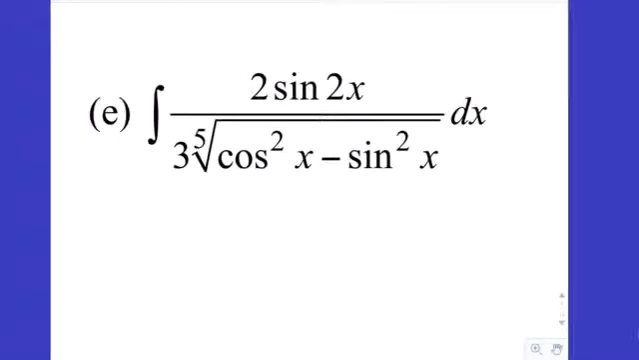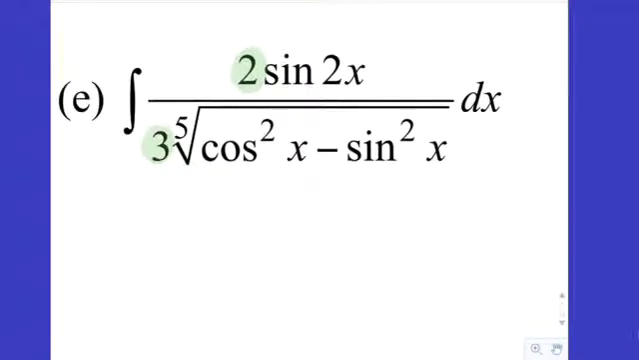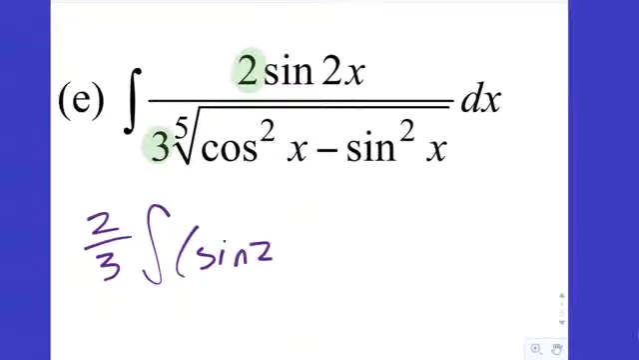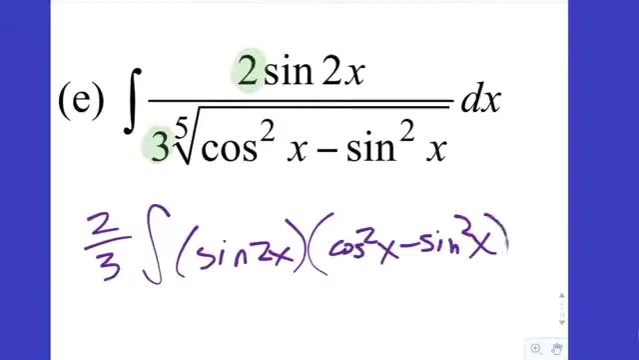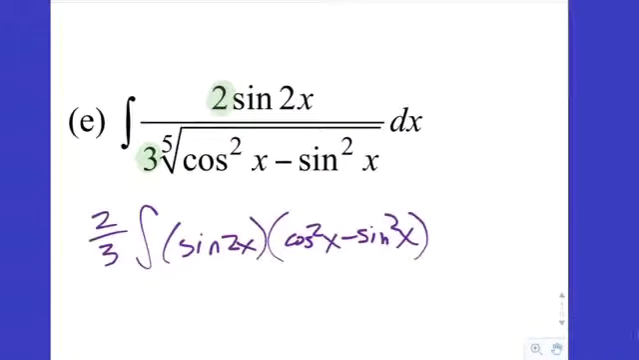Now the other thing that you want to notice is you've got a factor of 2 in the top and 3 in the bottom. Don't let them influence your antiderivative. Bring them out front, 2/3, and then we've got a sine of 2x in the top. And in the numerator, we'll have cosine squared minus sine squared, and if we get rid of the radical and bring it to the top, it's to the negative 1/5 power. And now you can compare them like we've been doing.